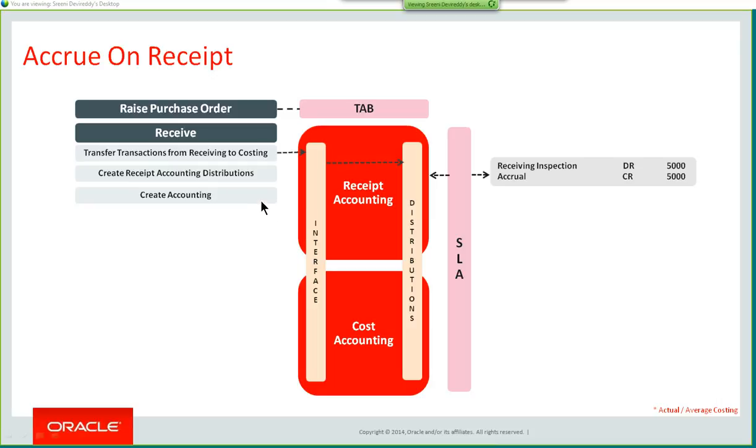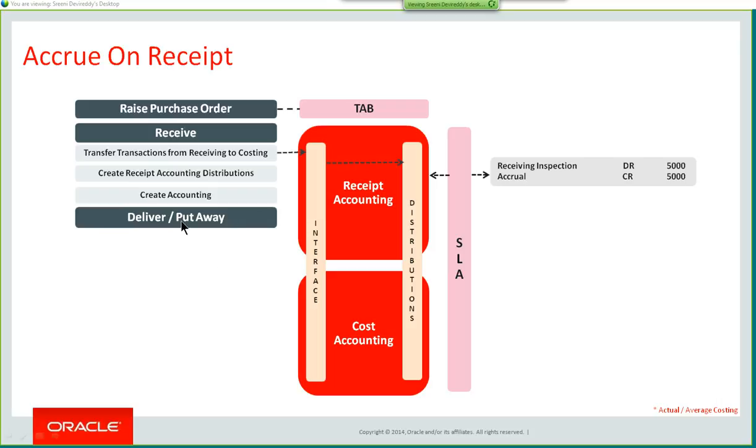Okay, so there are basically three processes that you run in sequence, and this is the accounting entry that you would see: accrual credited and inspection debited. That's what we were talking about previously as well, right? Okay, now receiving is done. I don't have any inspection here, just to simplify the use case, so I'm directly putting the goods away into the inventory.